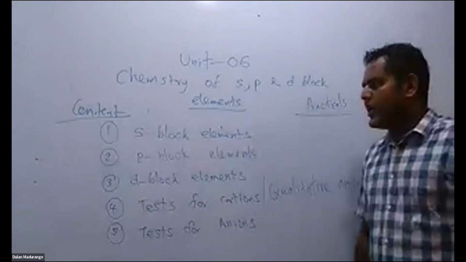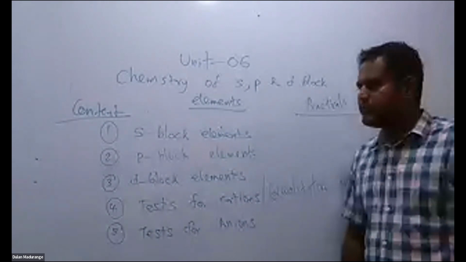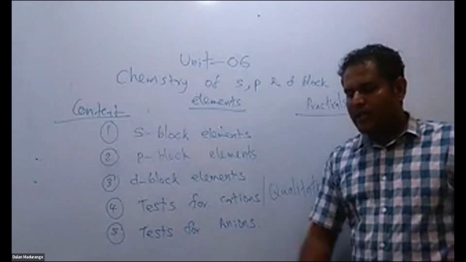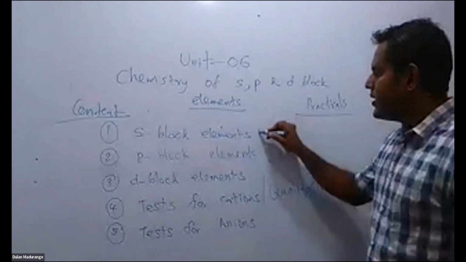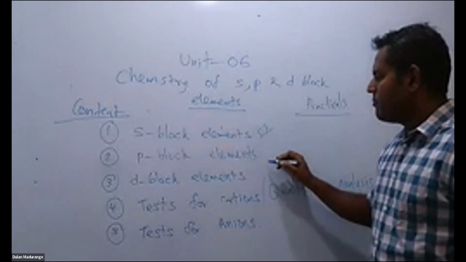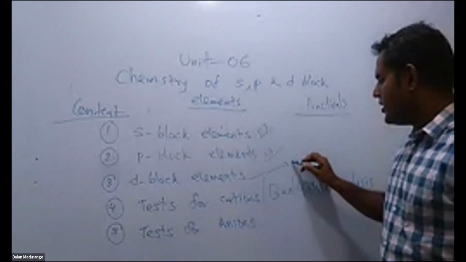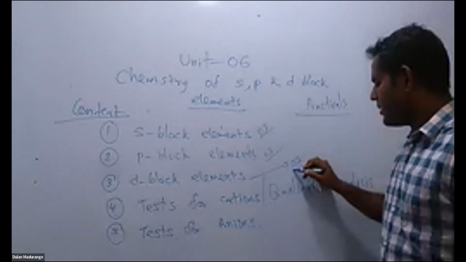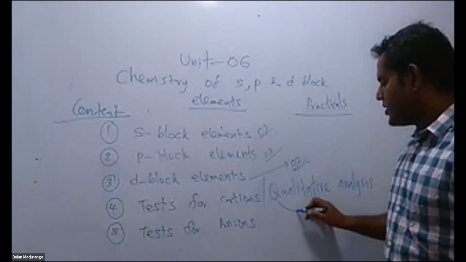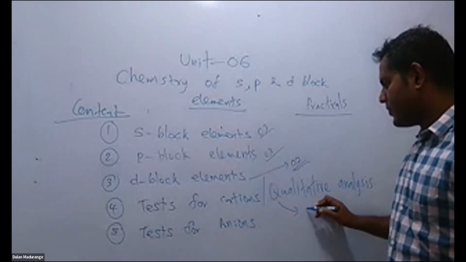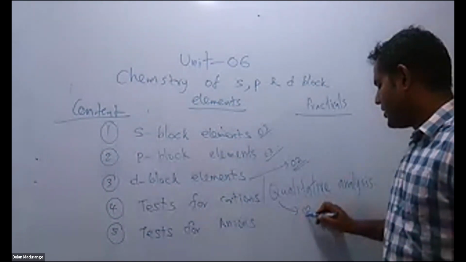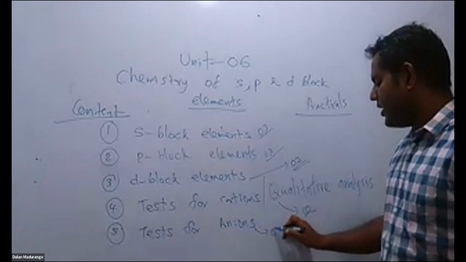So I'll be starting S block elements today. If I'm giving the relative time, S block elements will take me about 3 class days. P block elements nearly 3 days. D block elements nearly 2 days, can be 3 days also. Test for cation and qualitative analysis like 2 days. Test for anion like 1 day.